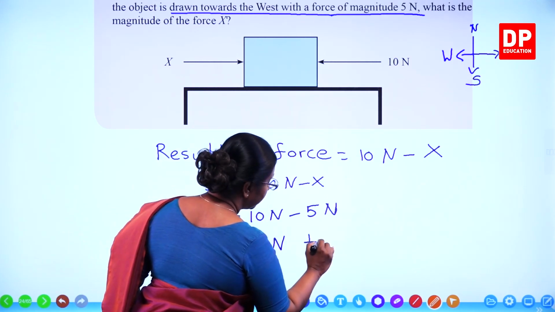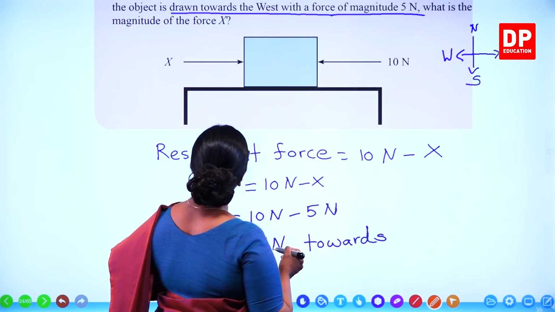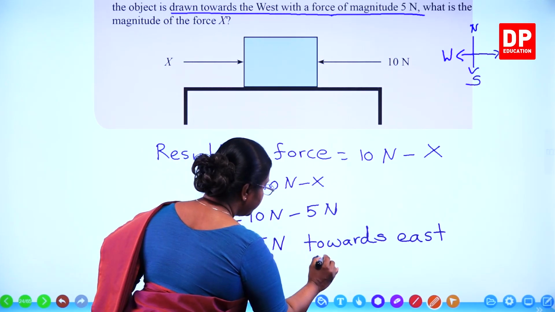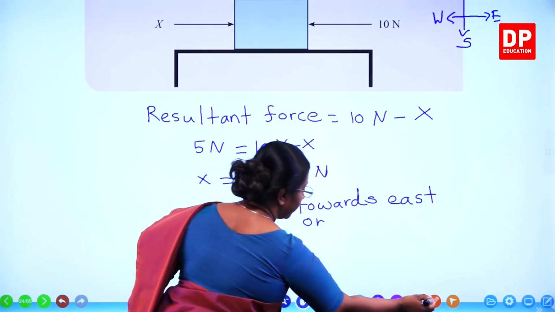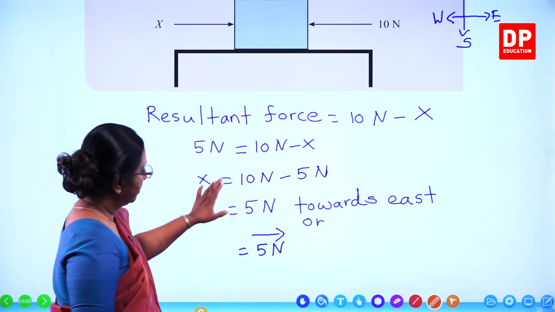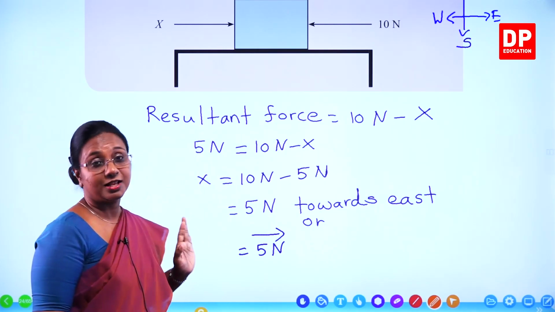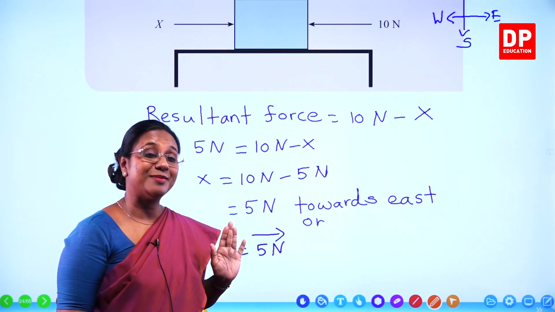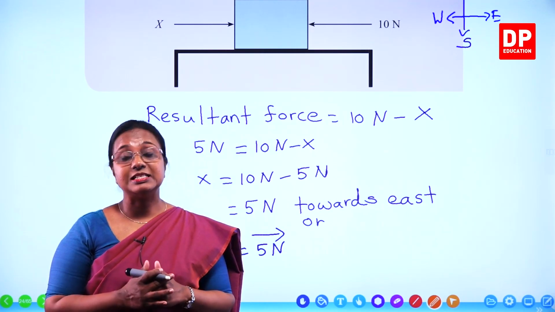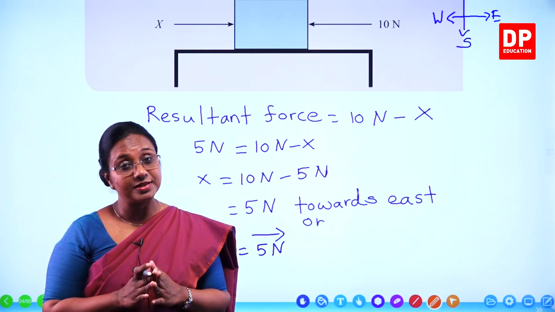What is the direction? Here we have calculated x, so it has to be towards east. Or since the direction is shown to you, you can even write it as 5 Newton this way. Either way is fine. So we have found the magnitude. A very simple calculation. I am sure you all were also able to do it correctly. So with that, students, I have completed the discussion on resultant of two collinear forces acting in the opposite direction.